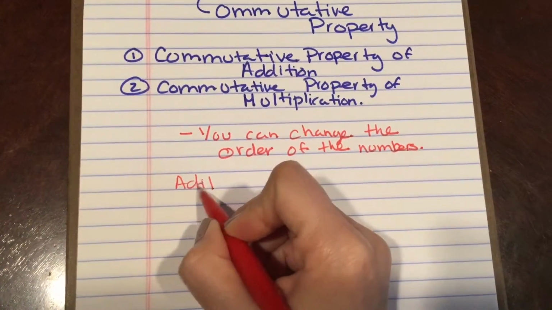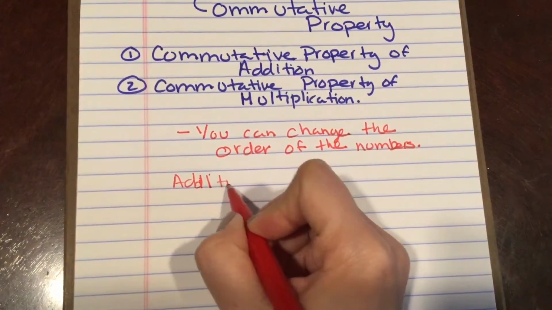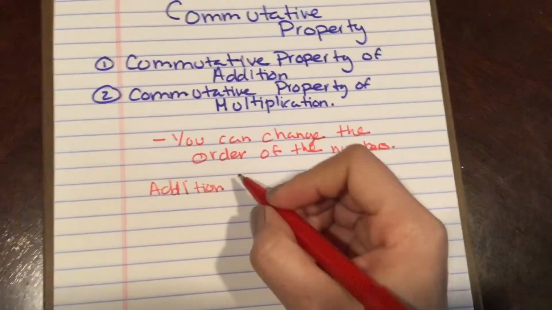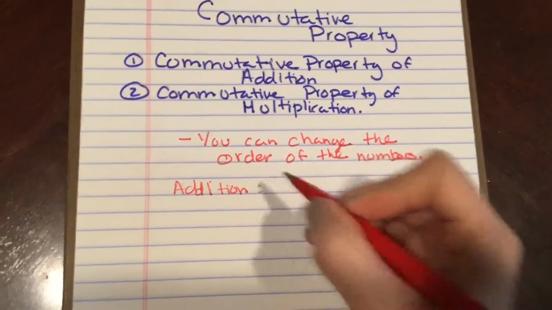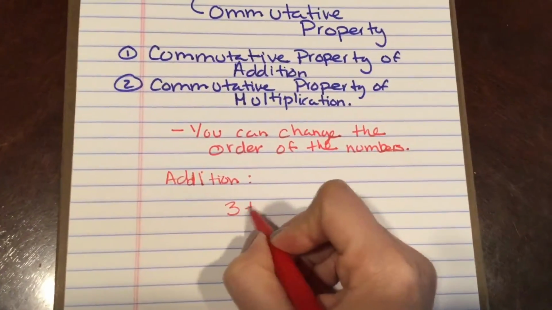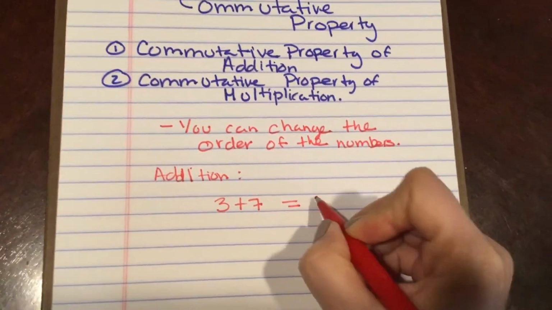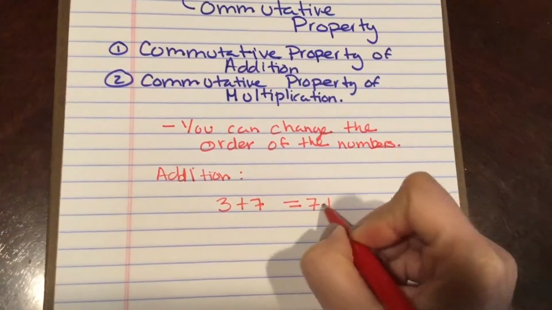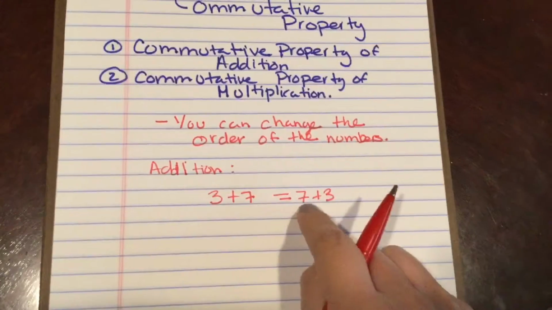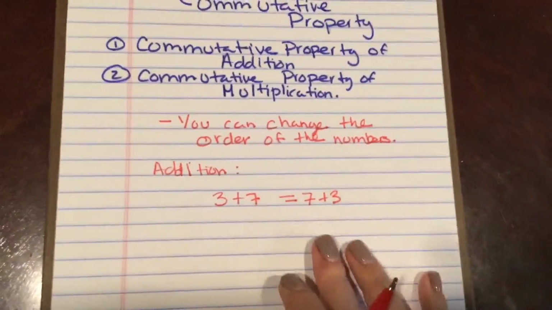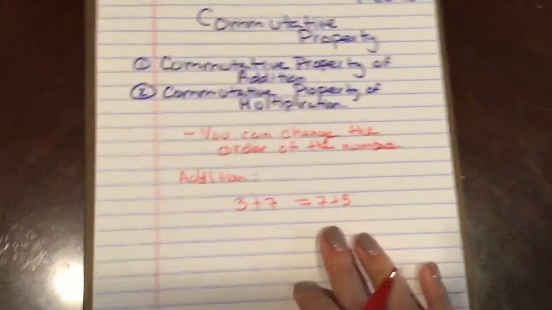Okay, so for example, for addition, oopsie. I meant to do that on purpose. For addition, we can say 3 plus 7 is the same thing as 7 plus 3. Here, 3 plus 7 is 10, and 7 plus 3 is 10. So no matter the order that we add them, we will get 10.